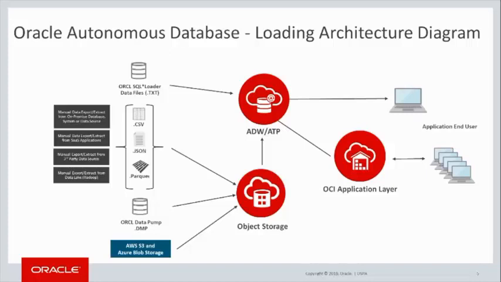A more efficient and preferred method for loading data into ADB is to stage the data into Cloud Object Store, preferably Oracle's, but also supported are Amazon S3 and Azure Blob Storage. Any file type can be staged in Object Store. Once the data is in Object Store, Autonomous Database can access it directly.